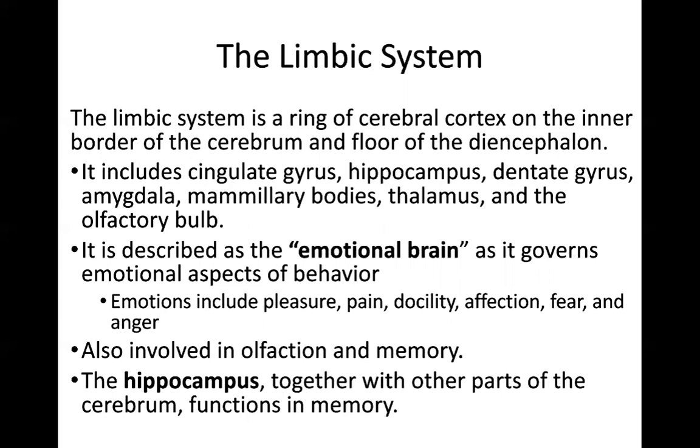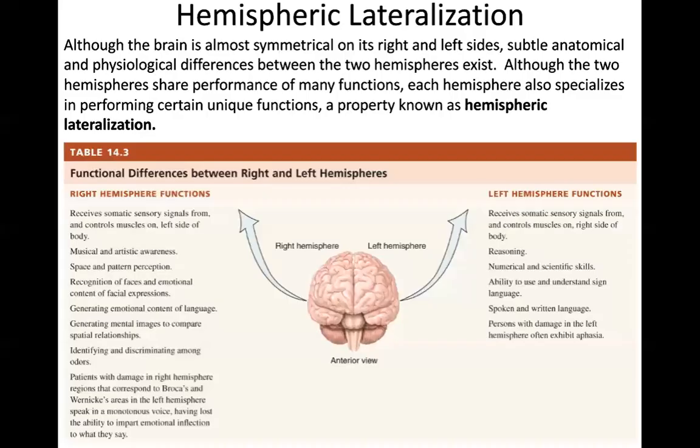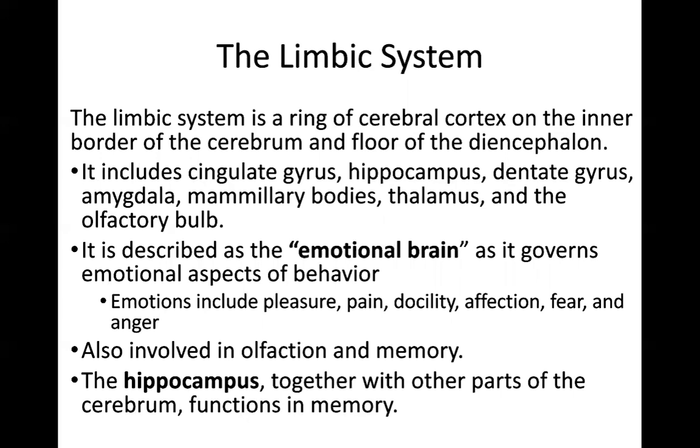All right, the limbic system is a ring of cerebral cortex, so it's another ring of gray matter. This time it's really, really centralized. I don't have a picture of it. At the floor of the cerebrum, or the border of the cerebrum, and the floor of the diencephalon. So it's super, super in the middle of the brain.